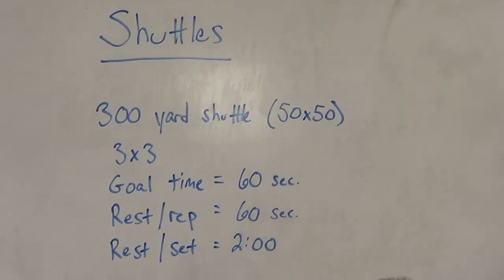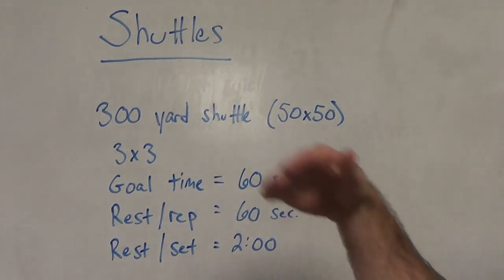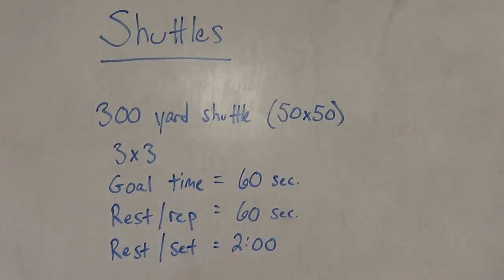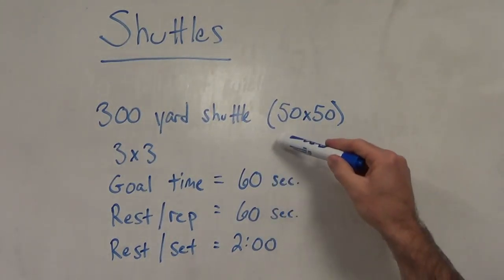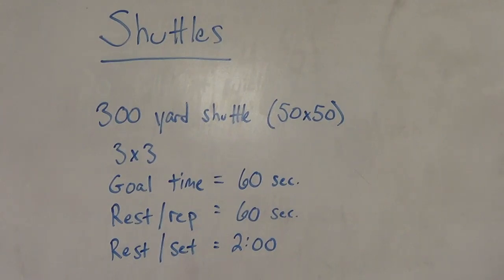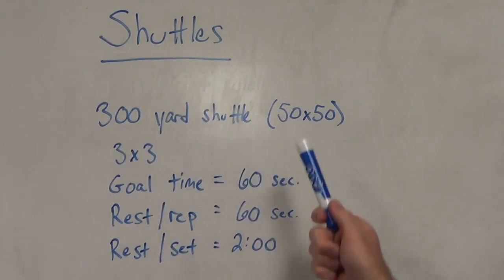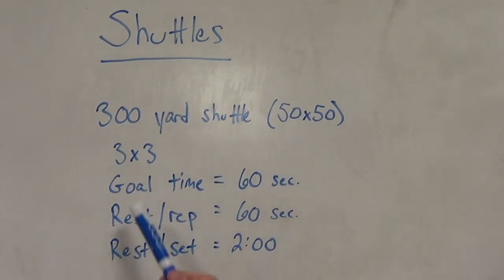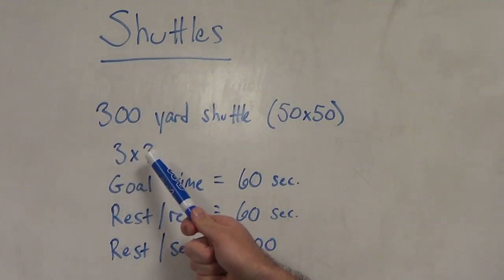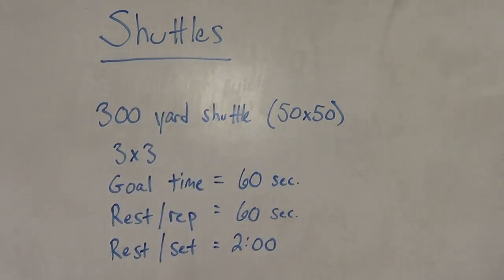And what the numbers are over here are the increments you're going to run it in. And these will be pretty consistent. So as you run this 300-yard shuttle, you're going to do it in 50-yard increments. So you're going to go 50 and back, which would be 100 yards, 50 back, 200, 50 back to make it 300. And just kind of talking through how it will look in your program, this isn't exactly set in stone, but this is just an example.